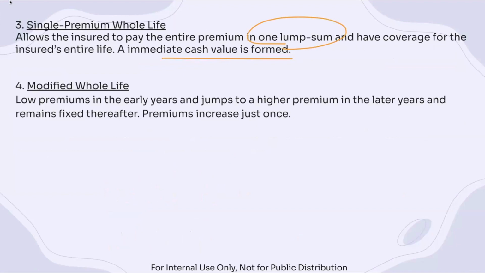And then for our fourth type of traditional whole life, we have modified whole life, where one pays lower premiums in the earlier years. So maybe we have an individual who just got a job, just hitting it off with the business world, and they might not be able to pay so much in premiums in the beginning, but eventually later on they might be able to. So there's that sudden jump later in the years, and it remains fixed thereafter. So premiums increase just once, but it's a good opportunity for individuals to pay lower premiums in the earlier years, and eventually it grows or changes.